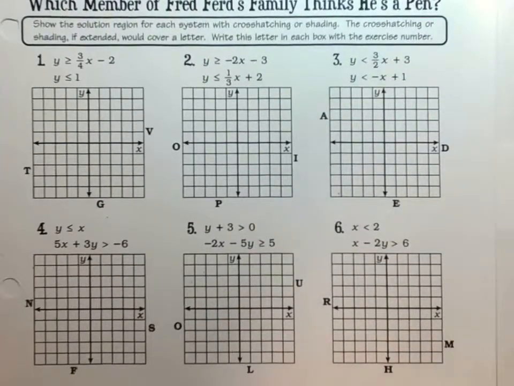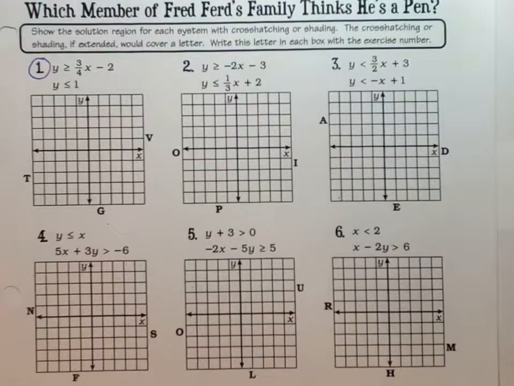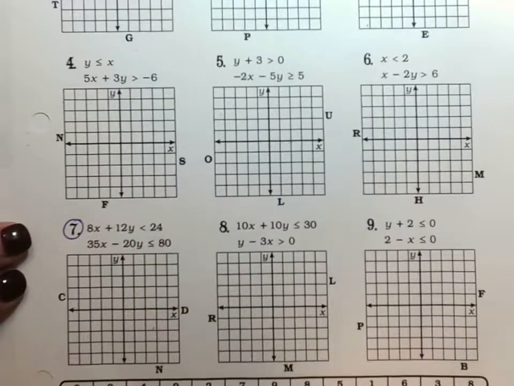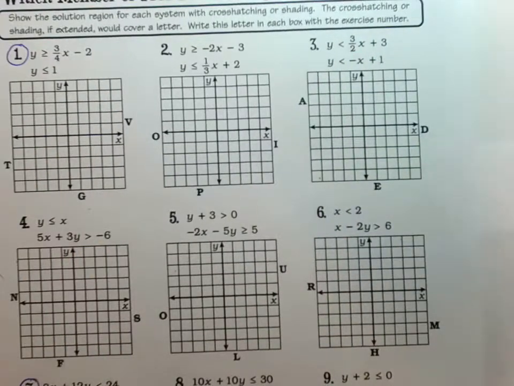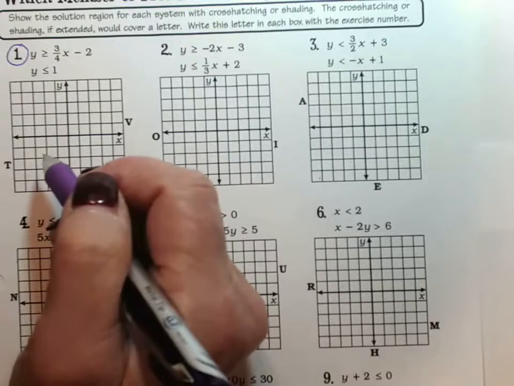I'm going to work with you on doing, let's try to do number 1 and number 7. This one's easy, this one's more difficult. Number 7 is going to be more difficult, this one's easy. So you ask yourself, which graph do I want to do first?